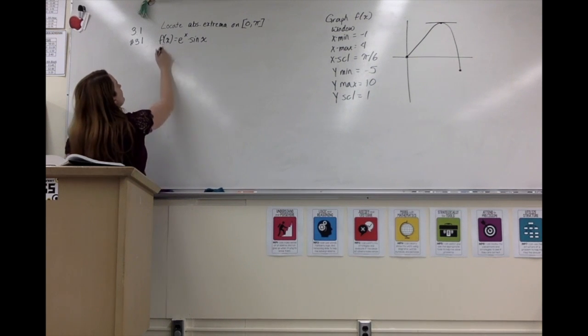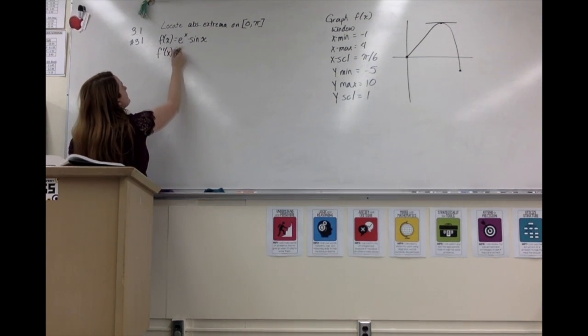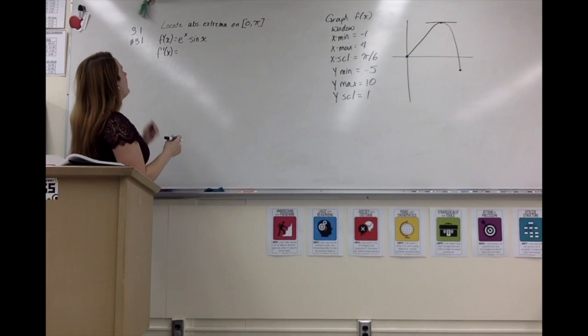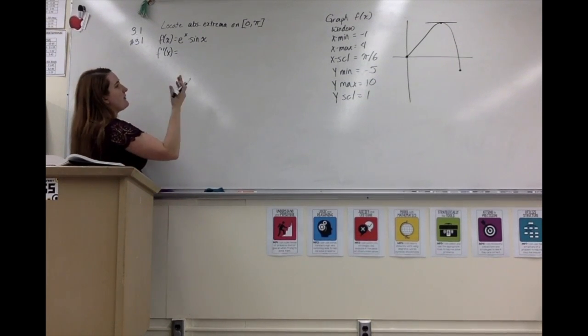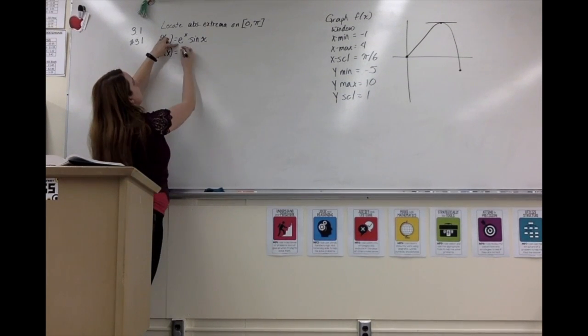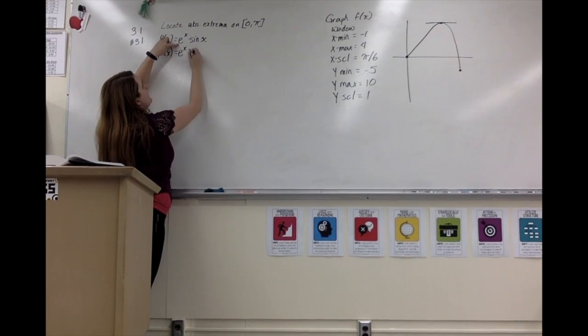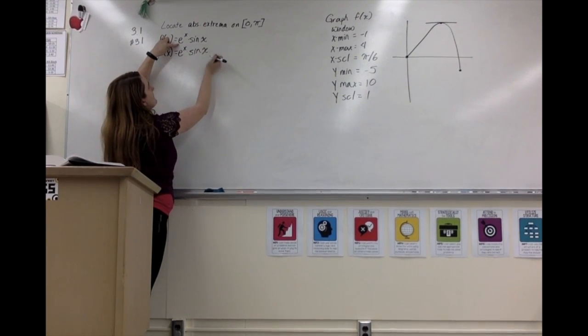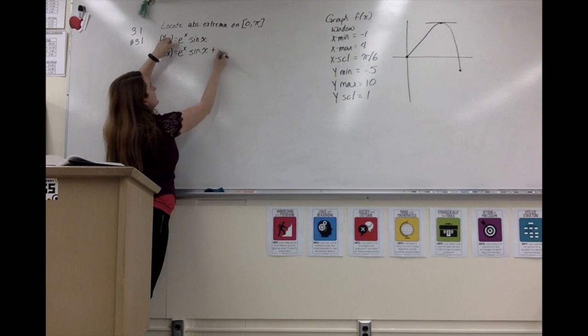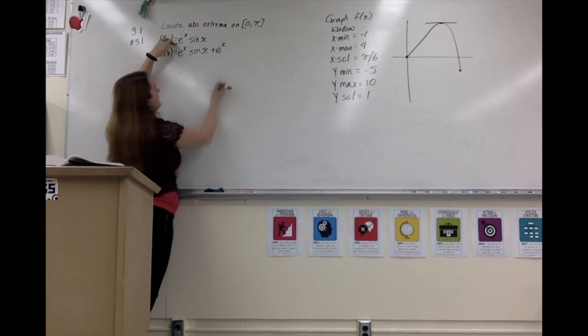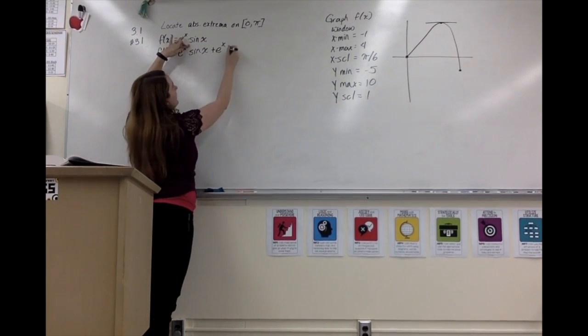We're going to take the derivative. So f prime of x equals. This is another product rule. So we're going to do u prime v. So u prime is still e to the x, and v is sine of x, plus u, which is e to the x again, times the derivative of sine, which is cosine.